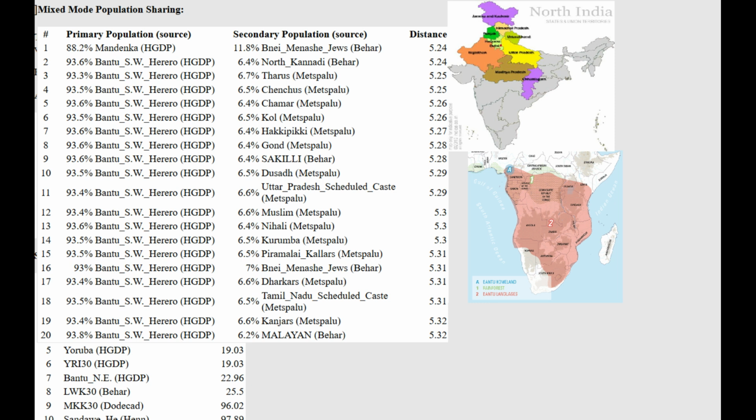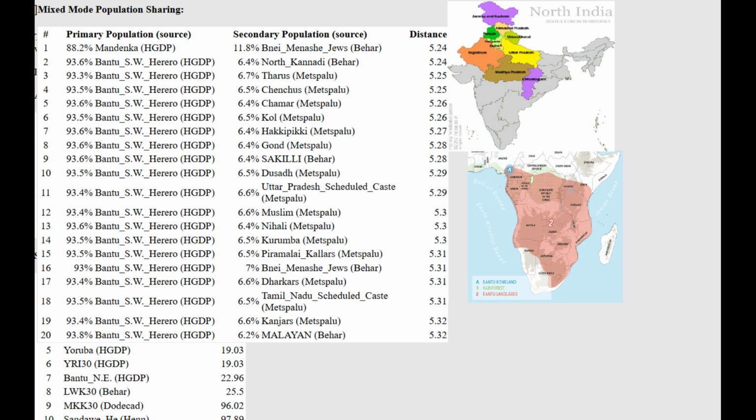So when it comes to my mixed mode population sharing regarding the primary and secondary resources, the primary is pretty much like 90-ish%. All but one of it is Bantu, which I discussed earlier, and the one that isn't is Mandinka, which I discussed pretty early on in the video. From like 88 to 93%, kind of makes sense with the amount of sub-Saharan African that I generally always get.